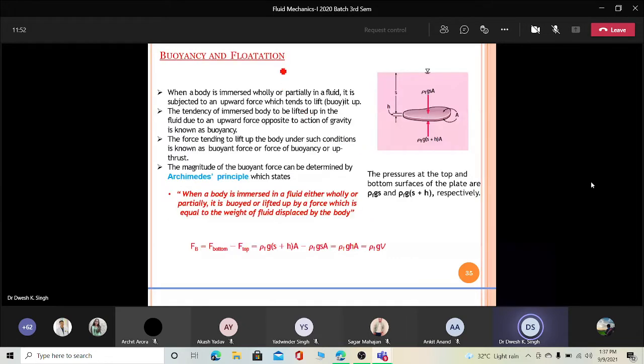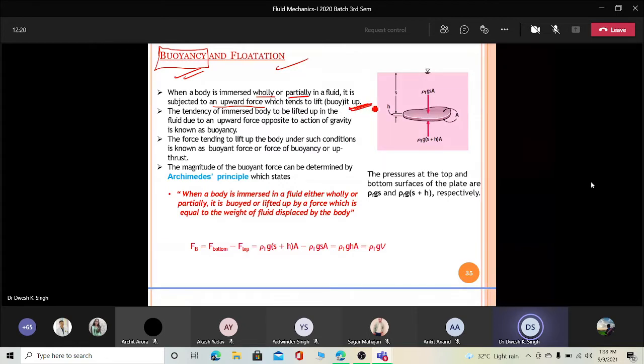So today we will discuss buoyancy and flotation. Maybe you are aware of this word, buoyancy. What is buoyancy basically? When a body is immersed, either wholly or partially, in a fluid, it is subjected to an upward force. I think we all are aware of this.